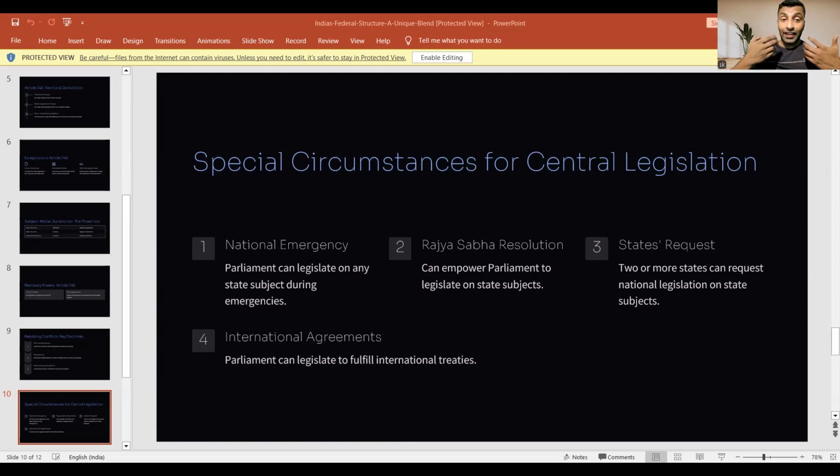Then if states request, so if two or more states agree that a subject on the state list needs a national law, then Parliament may legislate accordingly. Again, international agreement. So Parliament can legislate on state subjects to fulfill international treaties or agreements. So it's very easy to remember. If two or more states request, then Parliament will legislate. National emergency time. Now, something related to international treaties, and again if Rajya Sabha passes a resolution. So let's conclude, guys, now.